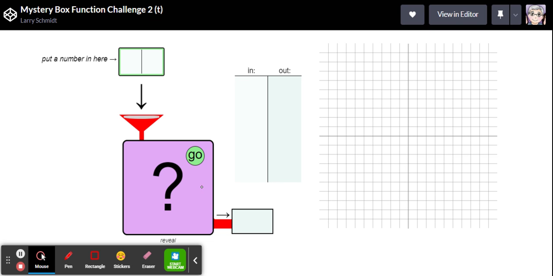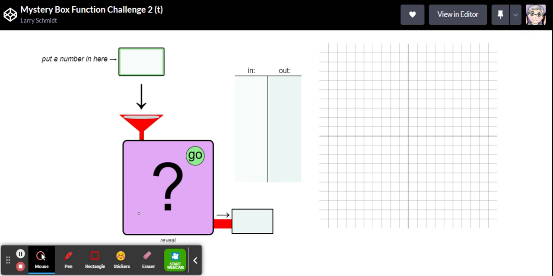So here is our purple mystery box, and we're going to put numbers in the top, and they're going to come out the bottom transformed in some way. And how they're transformed is what's going on inside this purple box. Your challenge is to figure out what that transformation is.